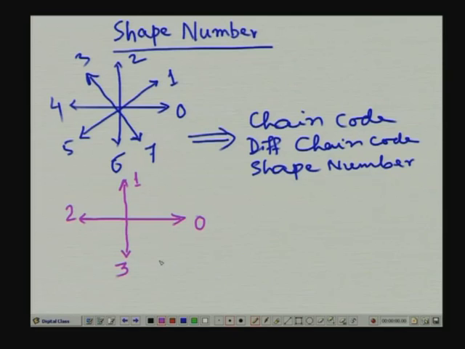So, if I obtain a differential chain code using these 4 different directions, first we obtain a chain code using the 4 different directions, then we obtain the differential chain code. We have seen that if I consider this differential chain code to be a cyclic set of numbers, then from here I can redefine a starting point so that the resulting numerical value will be the minimum, and that particular numerical value is what we have termed as a shape number.